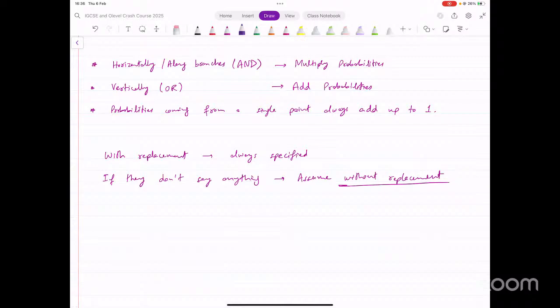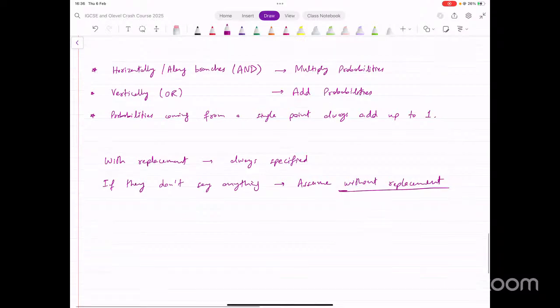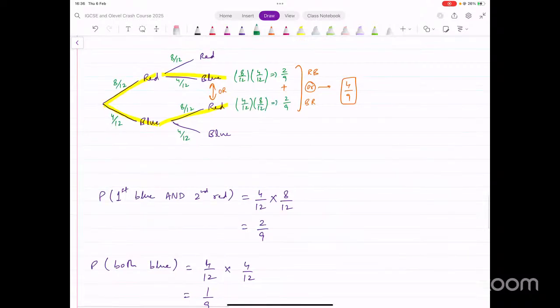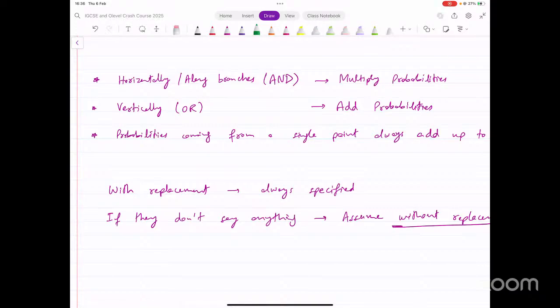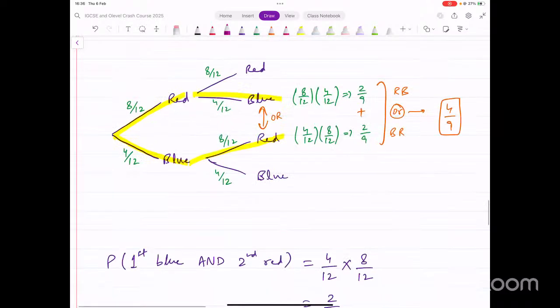These were important points to remember when we calculate probabilities using tree diagrams. When we go horizontally along the branches, we have to multiply probabilities, because there's an and between those cases. When we go vertically, there's an or between the cases, so we add those probabilities. From every single point, the sum of the probabilities of the branches coming out is always going to be 1. For example, we have this point here. There are two branches coming out of this, and their probabilities always add up to 1. So every single point in the tree diagram, whatever the number of branches coming out from there, the total of those probabilities is always going to be 1. Okay, this is what we talked about.